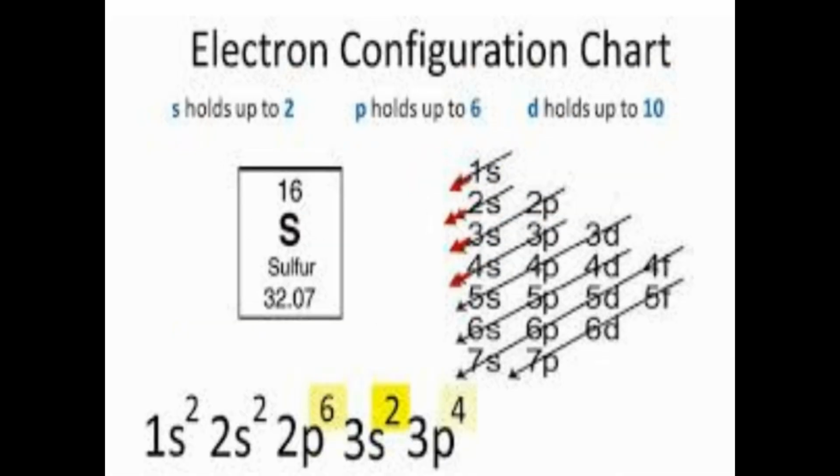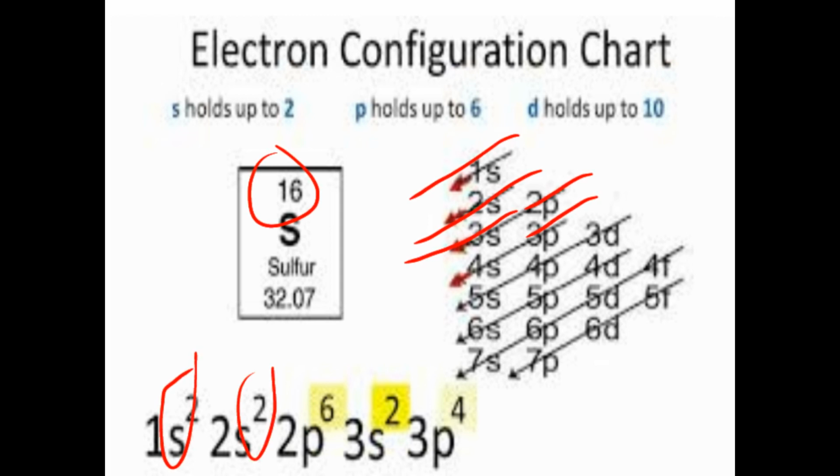The same configuration is repeated in the case of sulfur. Sulfur has atomic number 16. So you have 16 electrons to be placed. Then you begin with 1s2, 2s2, 2p6, 3s2 and 3p4. When you count them, 2 plus 2, 4, plus 6, 10, plus 2, 12, plus 4, 16.